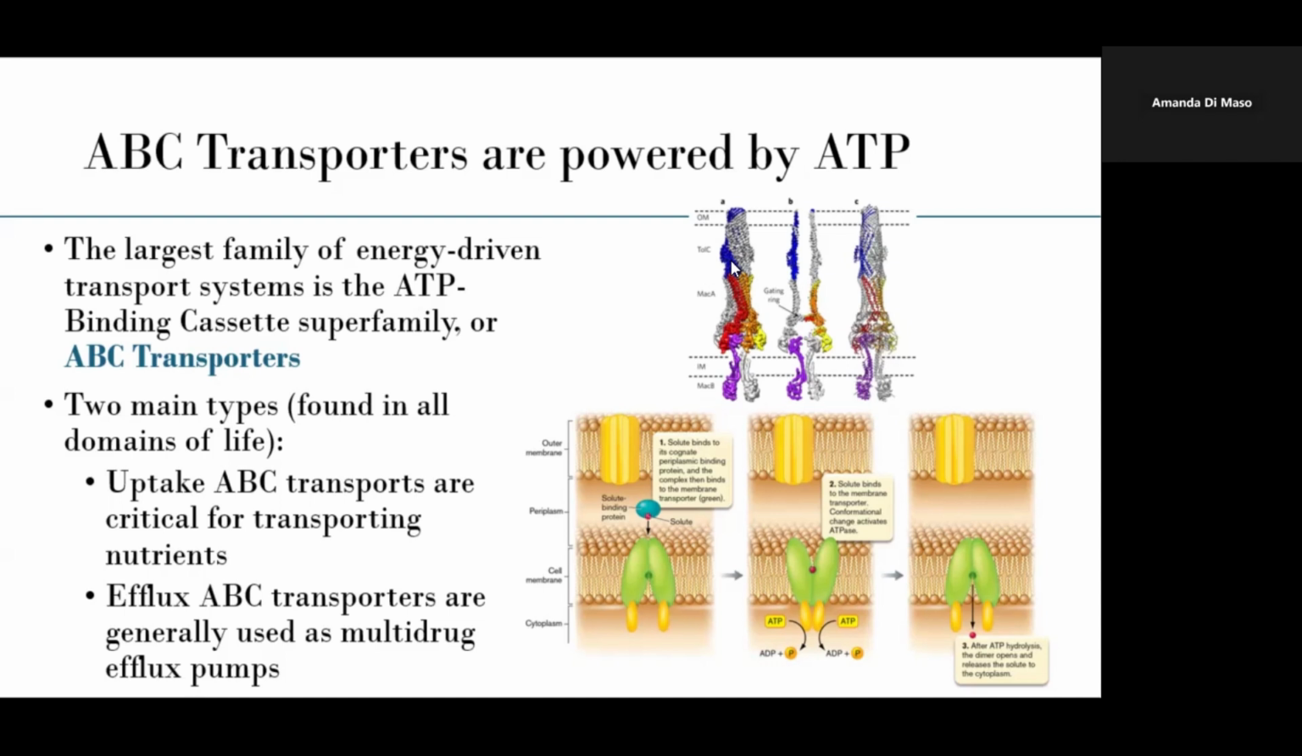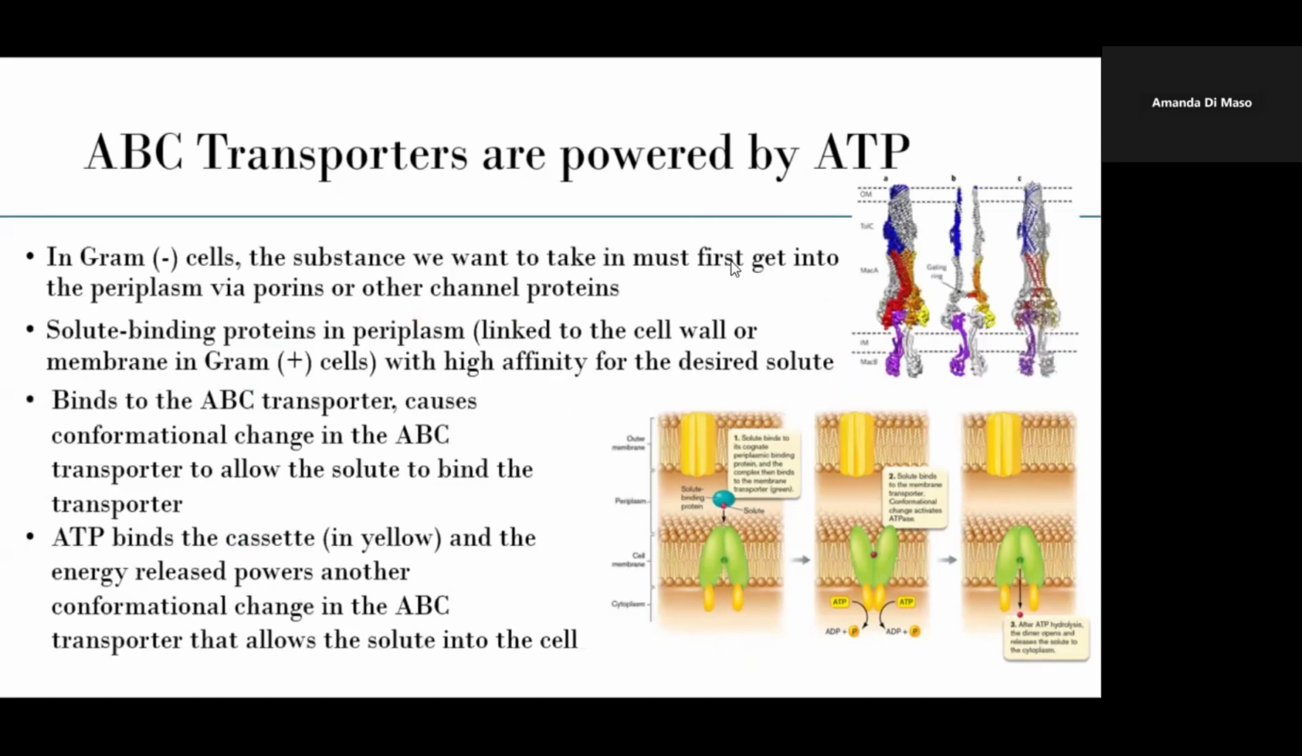Materials can come in, and then these soluble binding proteins can bind to the solute and bring it to the ABC transporter. So there's a lot of different ways we can do this. These are not quite as common as the ones that only span one membrane. These are actually a lot more rare. Any questions about this? Okay, let's keep going.